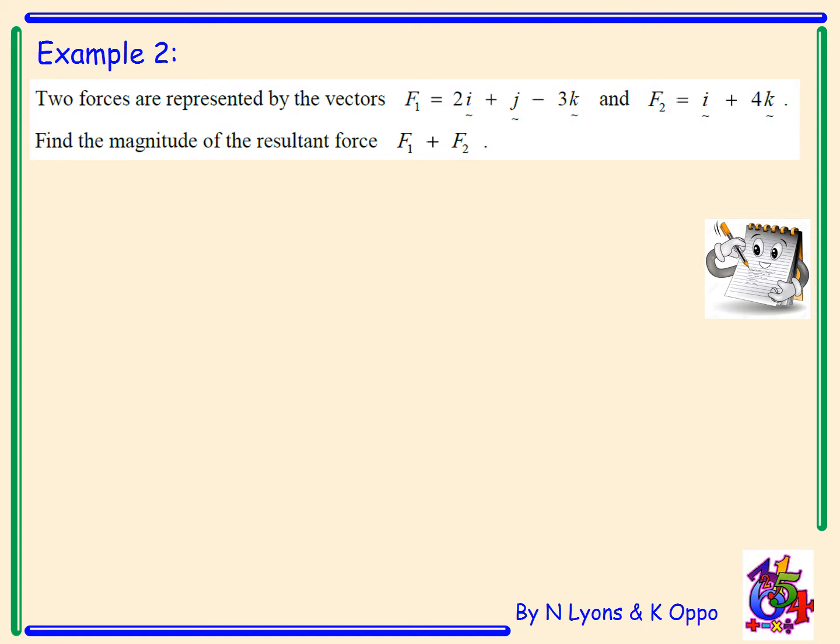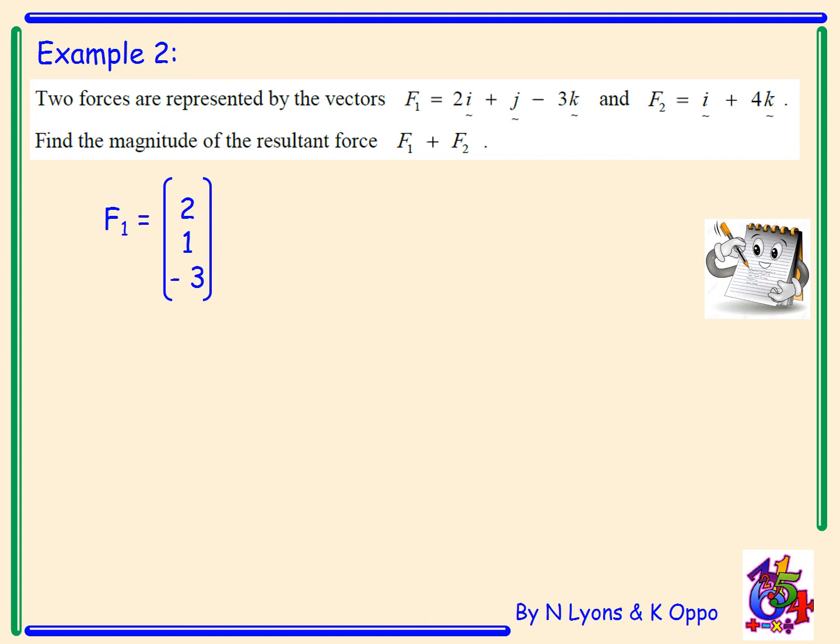Example 2. Example 2 says if two forces are represented by the vectors F1, which equals 2i plus j minus 3k, and another vector F2 equals i plus 4k. Now, we'll be careful here a minute. You'll notice that there's no j component, it's missing, so that means it just must be 0. It says find the magnitude of the resultant force F1 plus F2. So all we're doing is adding two vectors together.